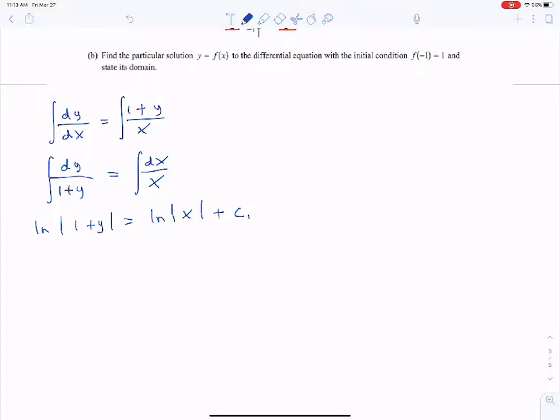Okay, so let's get rid of our natural logs by doing this. So each of these is being done like that. Okay, so in the first one, I'm going to get the absolute value of 1 plus y, and that's going to be equal to, and I just want to kind of emphasize this, it's going to be equal to that.